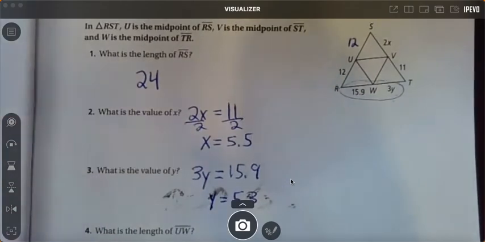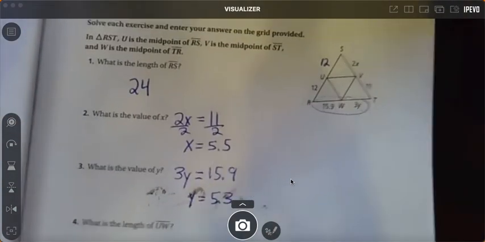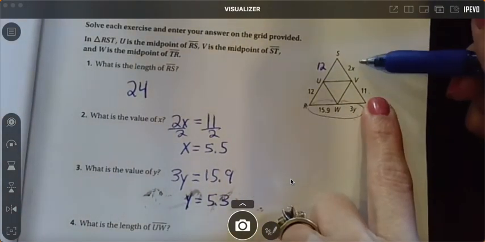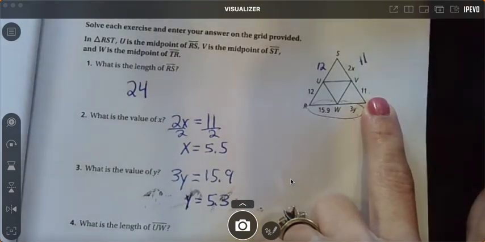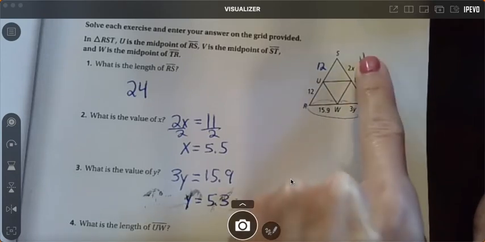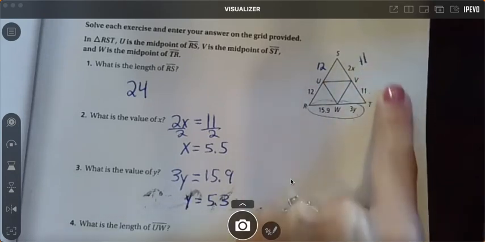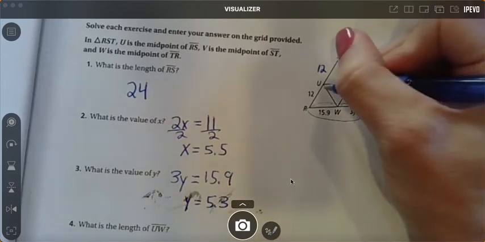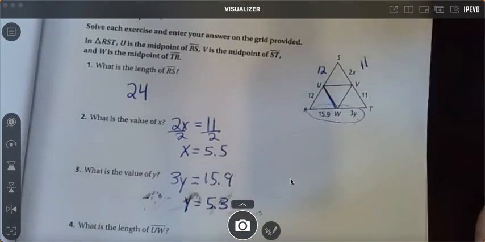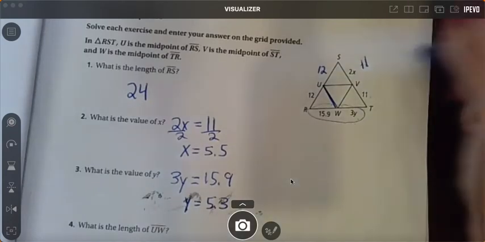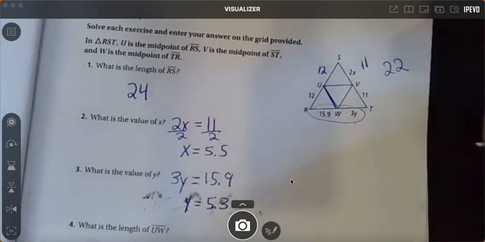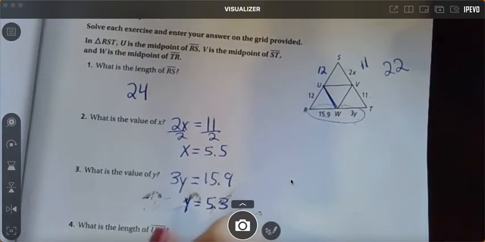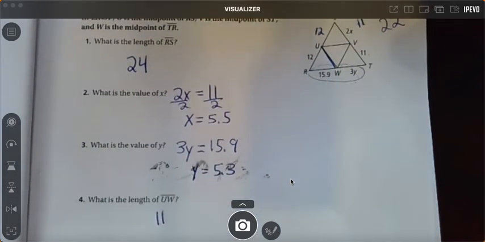Okay. Then UW, all right, here's something. Let me write this down. If this is 11, what's 2x? It's also what? 11, right? So this is 11 and this is 11. That whole thing is what? 22. But I know that UW is just half that. What's UW actually going to be? 11. Did y'all get that? Okay. If this is 11 and this is 11, that whole side is 22. What's half of 22? 11. The length of UW is just 11.